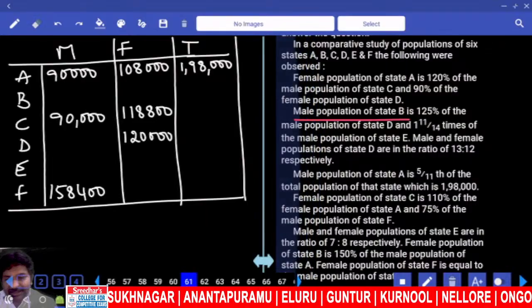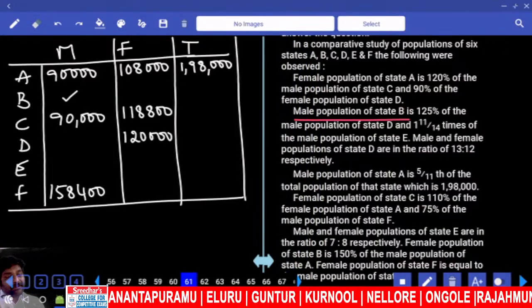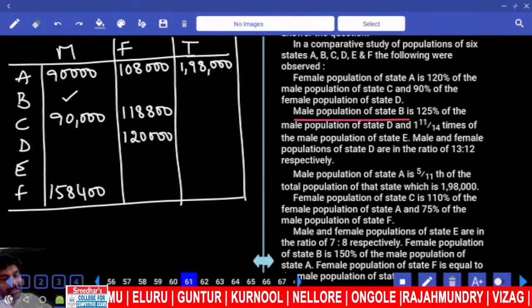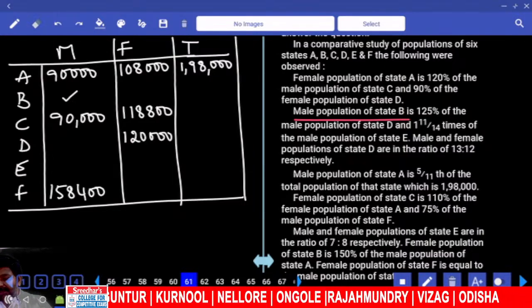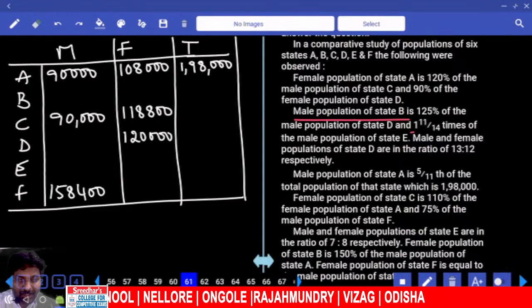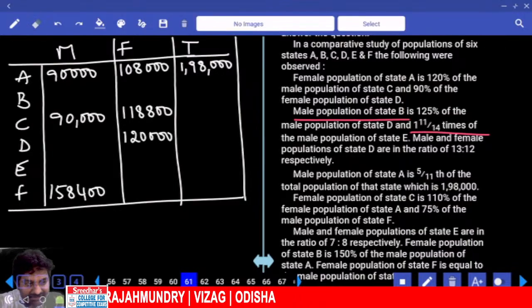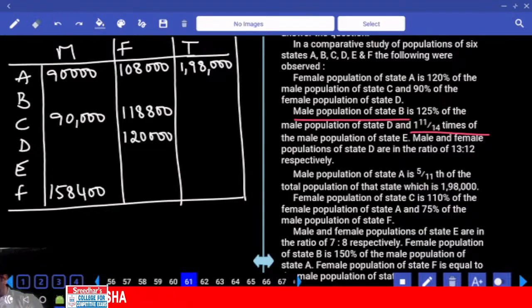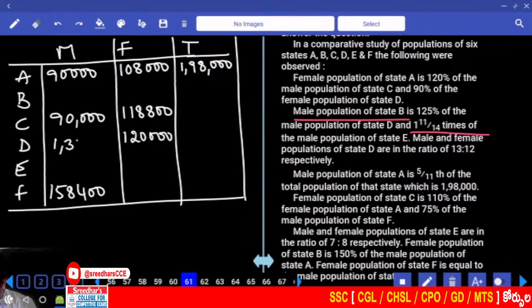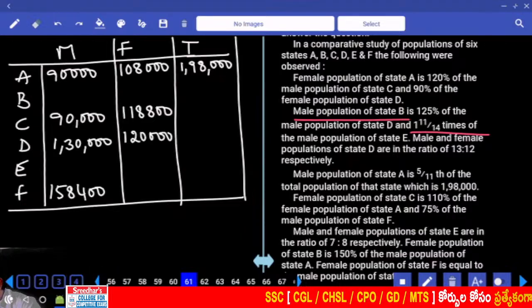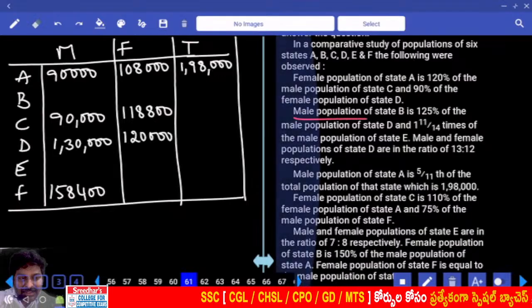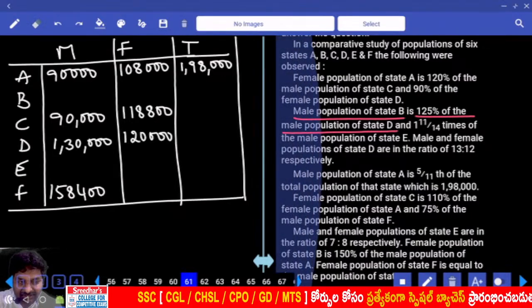Male population of state B is 125% of male population of state D. We don't know males in state D, forget about it. And 11/14 times of male population of state E. State E data is not there, forget about it. Male to female population of state D are in the respective ratio 13:12. Male are 13 parts, female are 12 parts. 12 parts is 1,20,000. Then 13 parts, 1,30,000.